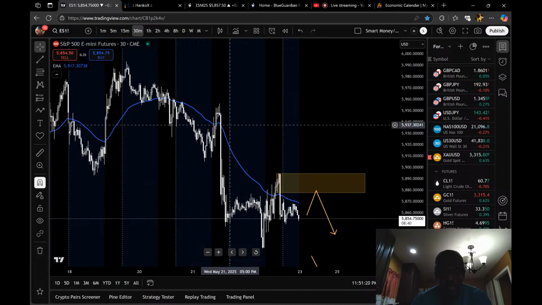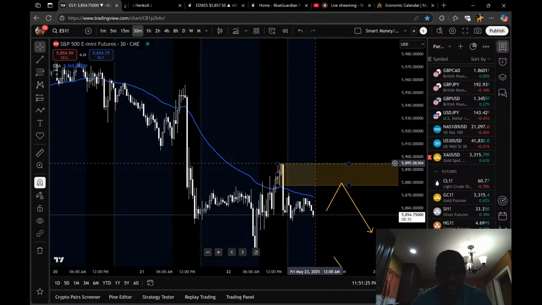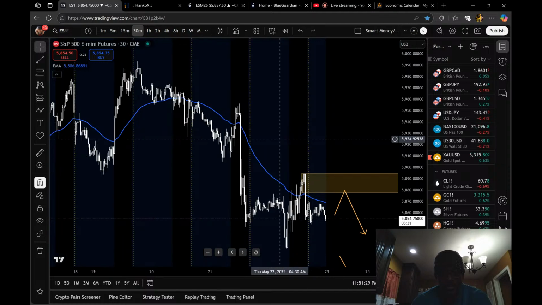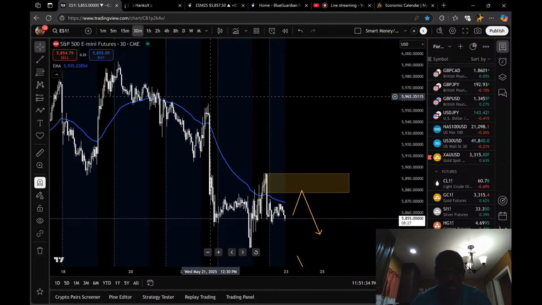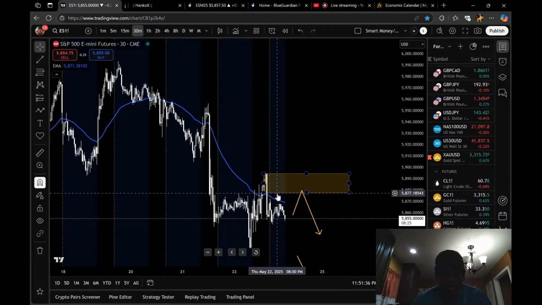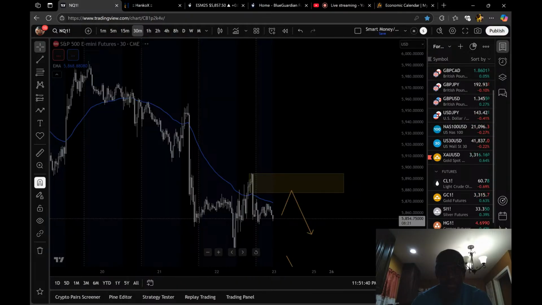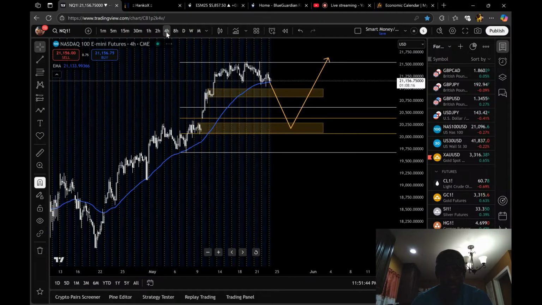It's possible it could go a little further up as well, because see, we got this big fair value gap right up in there. So that's possible as well, but I'm still looking at it coming down. All right, let's go to NQ. We might have something over there as well. 4 hour.